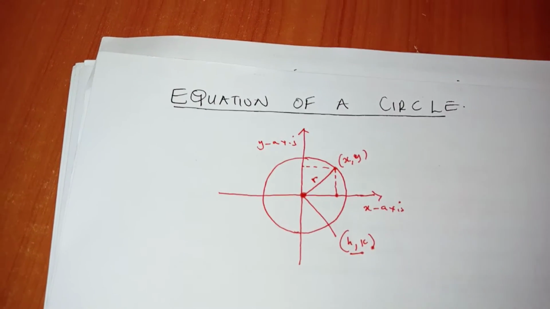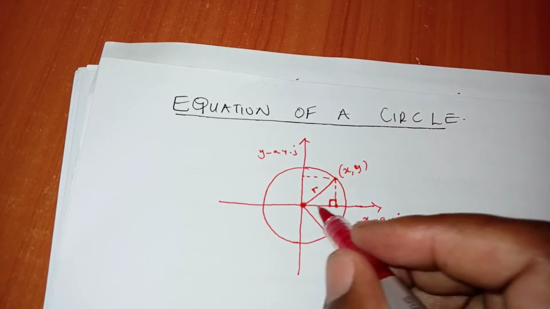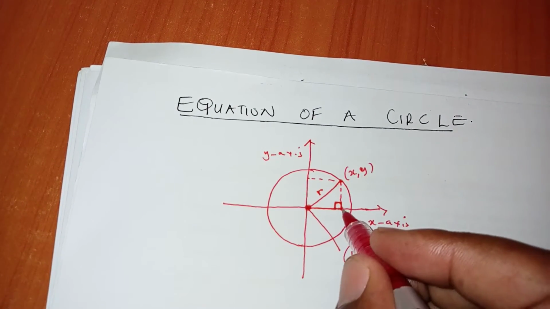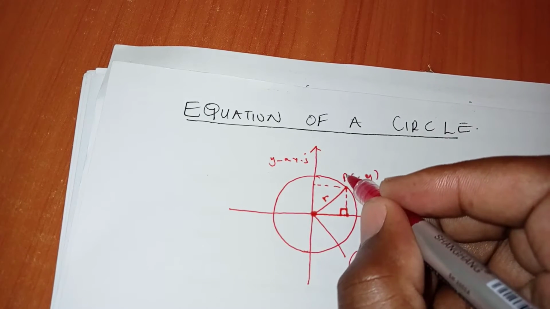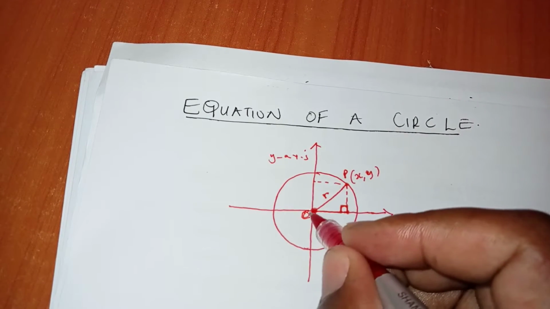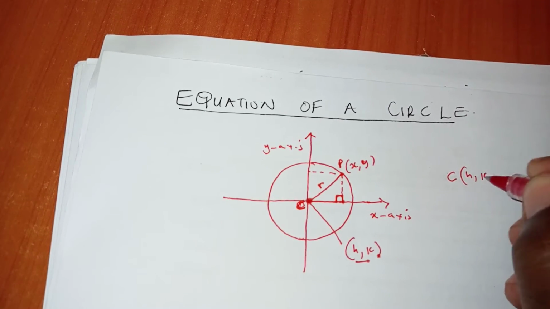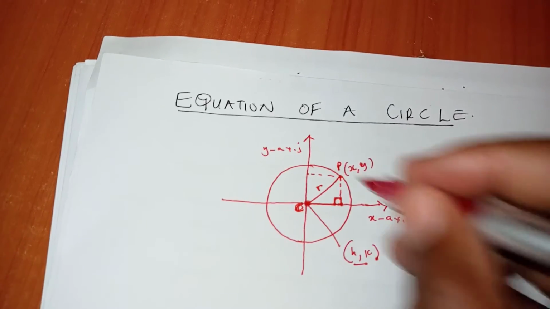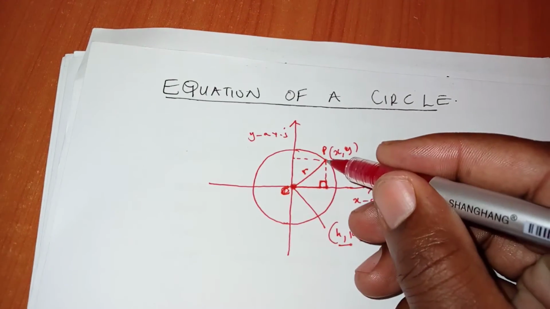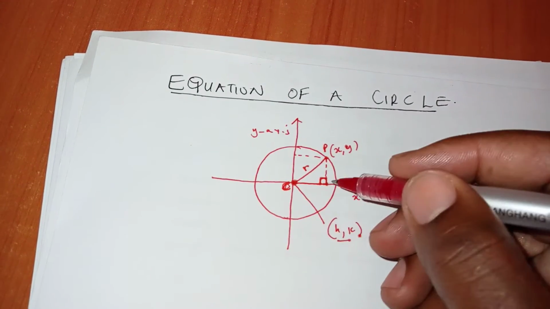So what happens is that we have a right angled triangle here, which we can always express in terms of these known coordinates. I'll use the notation C for the center, so I'll call the center (h, k), and we have a point here (x, y). When you want to determine this radius here, you have to use the Pythagoras theorem.